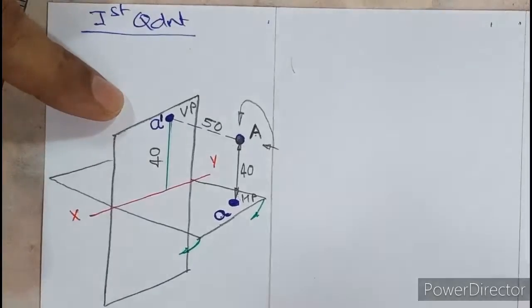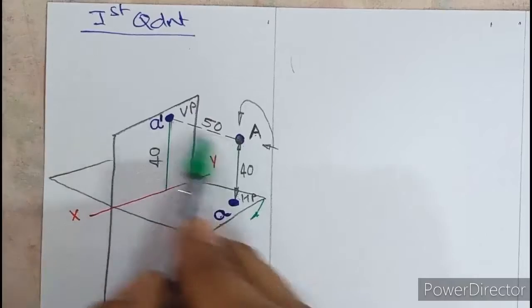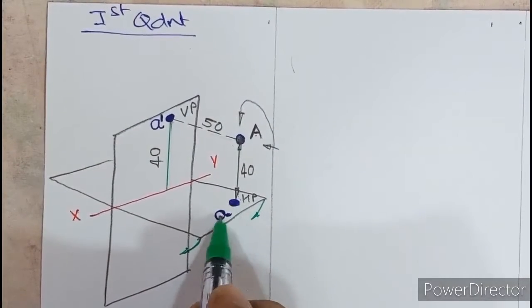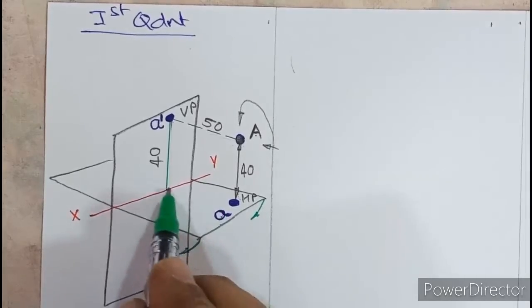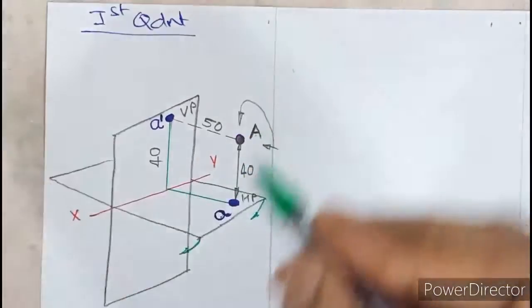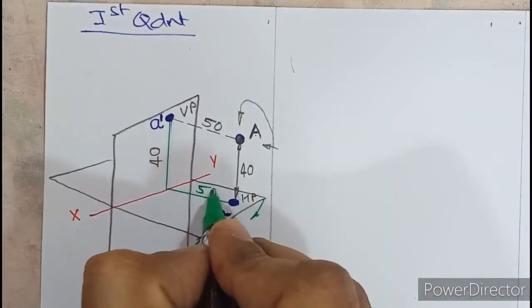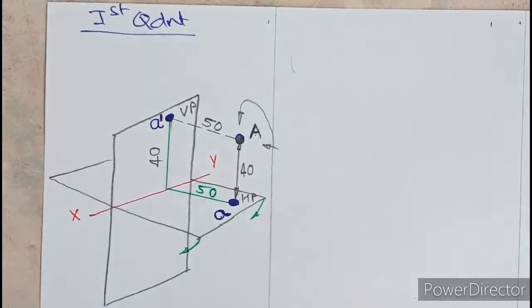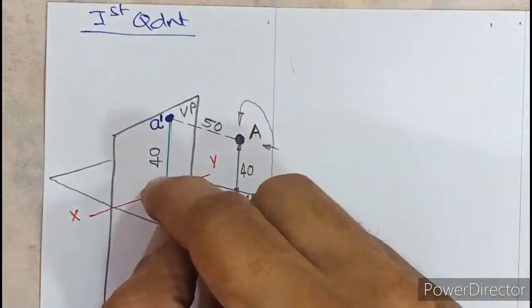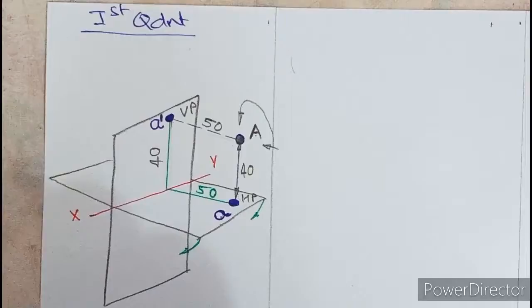So once again, if you carefully look here, this point capital A is 50 in front of VP. That clearly means that the top view, small a, is 50 in front of xy. So straight away we can write down that this dimension is 50. This dimension is 50. Okay, so hope the concept is clear. So 40 above HP means 40 above xy, and 50 in front of VP means 50 in front of xy.